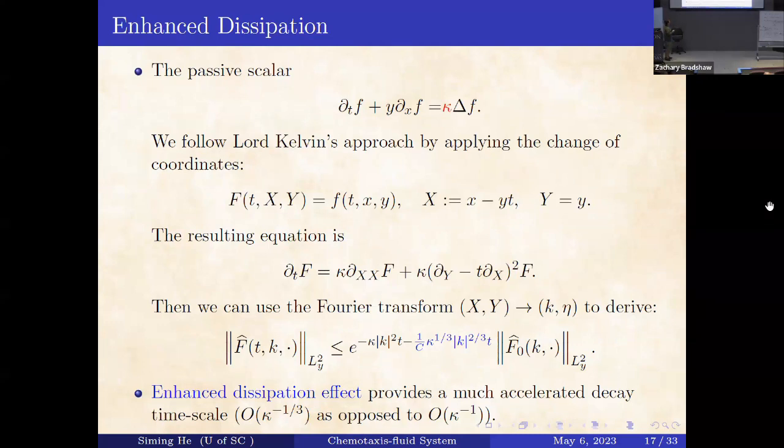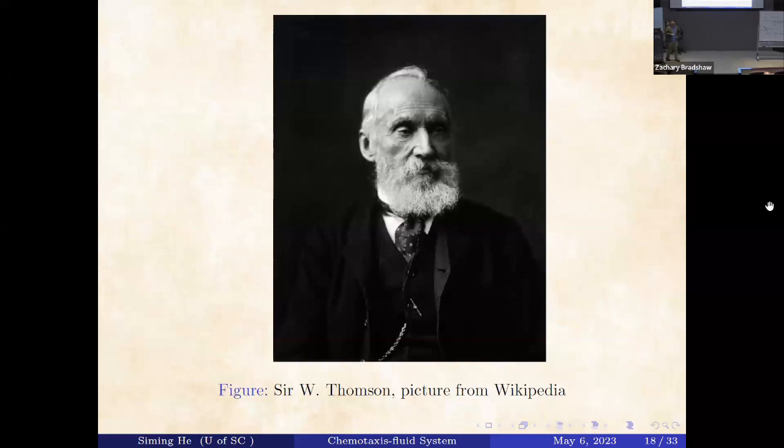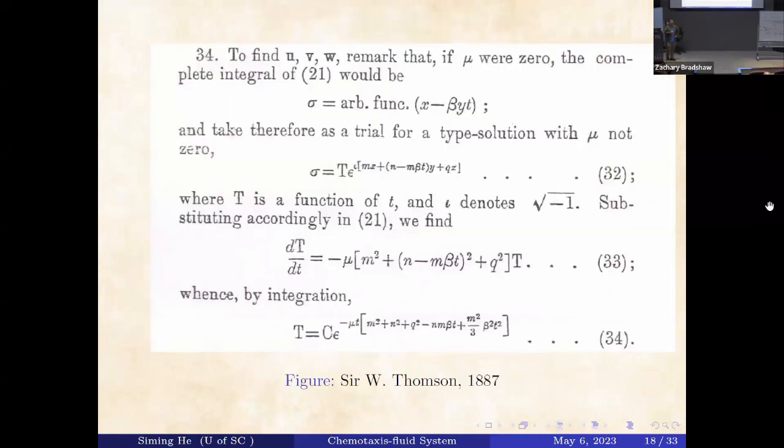This was done by Lord Kelvin 100 years ago, and it is in his original paper. He considered an arbitrary function of x minus yt, and you can solve this t out. You can see this interesting little mu t cubed here. The m squared and beta squared, I just assume to be 1. That's what he observed.